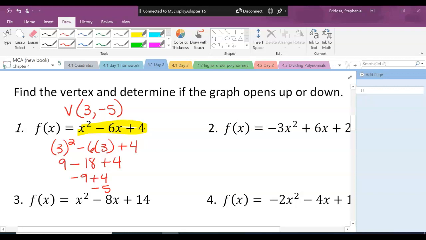So basically the same as yesterday, except we have to just do a little bit of work. We can't look at the function and tell what our vertex is. And then we just need to determine, is it going to open up or open down based on our a value? Is my a value positive or negative? Positive, so this thing is going to open up.